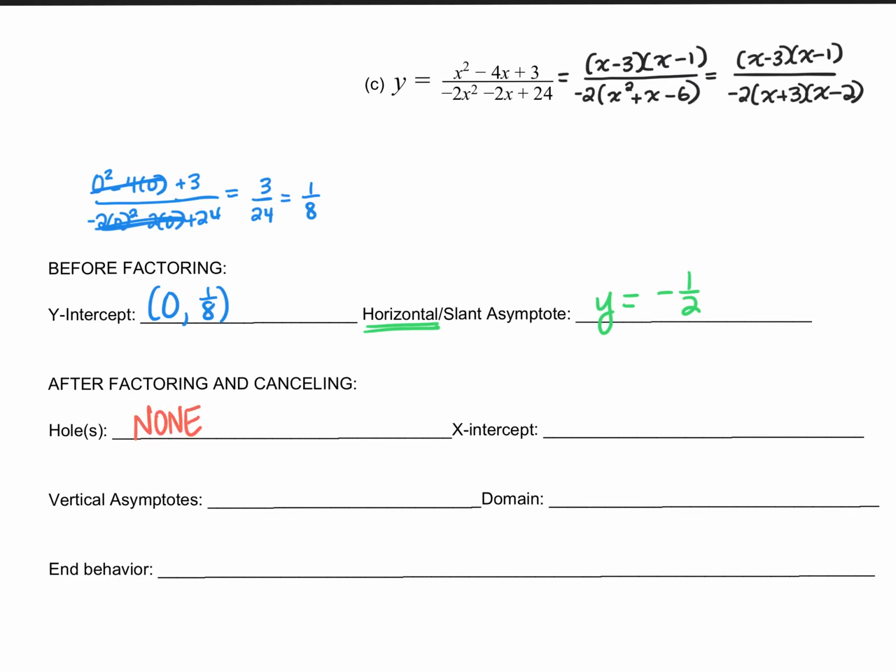All right, and then my x-intercept. So the x-intercept comes from looking at your numerator and asking, what would make each one of these factors 0? If you're having trouble doing that, really what you're asked to do is take each of those factors in the numerator, so x minus 3, set it equal to 0, and you get x equals 3. And then take x minus 1, set it equal to 0, and solve, and you get x equals 1. That's going to tell me where my intercepts are. So my intercepts are going to be at (3, 0) and (1, 0).